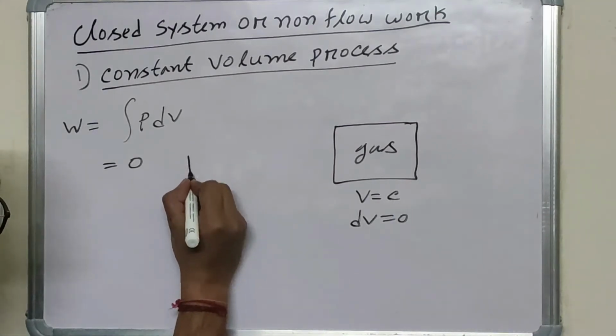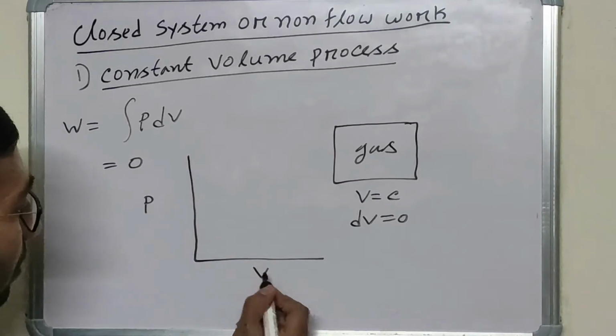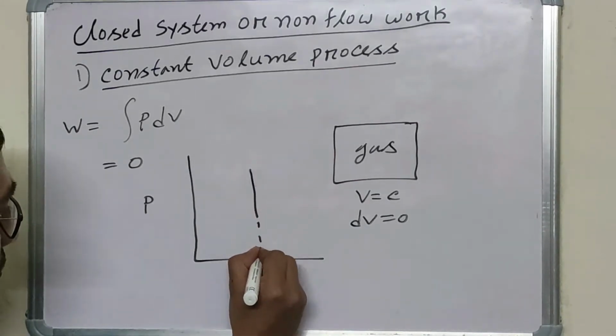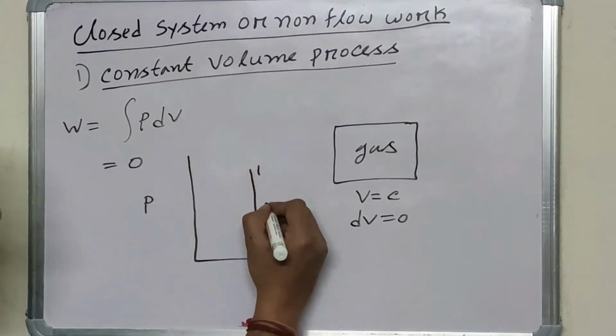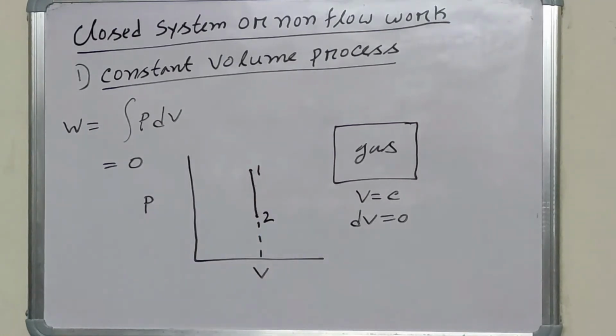And from the diagram you can also show that in a constant volume process, the work done will be 0. There is no area under the curve from state 1 to state 2.